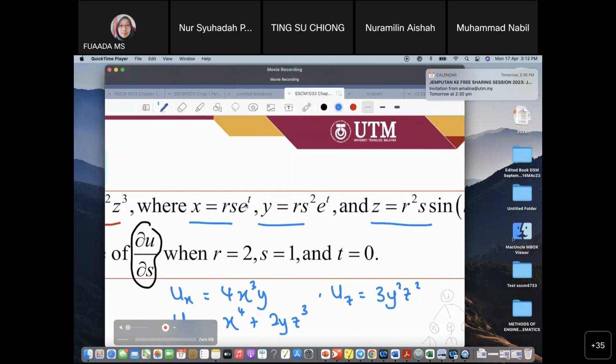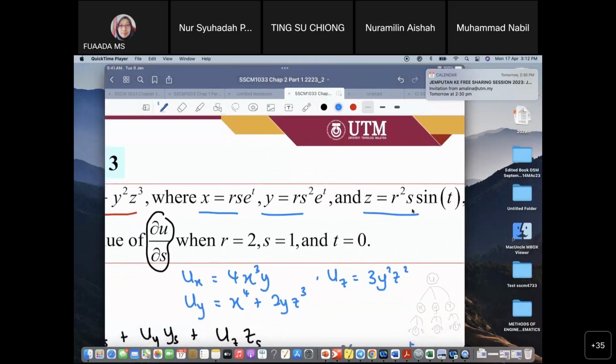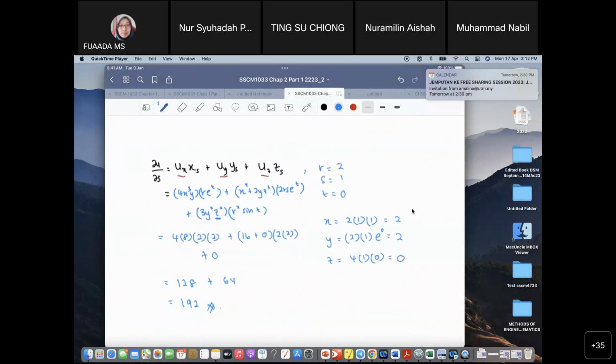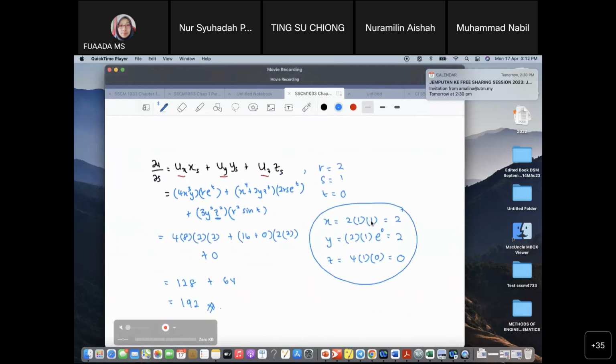E to the power of 0 is 1. So you got 2. So x is equal to 2. And then y sama juga. You substitute. You dapat nilai juga. And z you dapat nilai juga. So that's why saya dapat yang ni lah. This part. So now by using the RST given, I can evaluate x, y, z, and I substitute all the values in the expression. So you dapatlah nilai ni. Boleh faham?